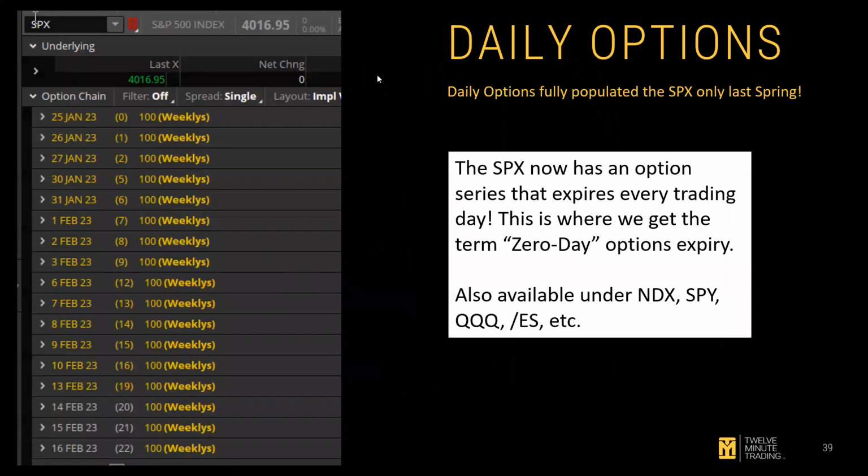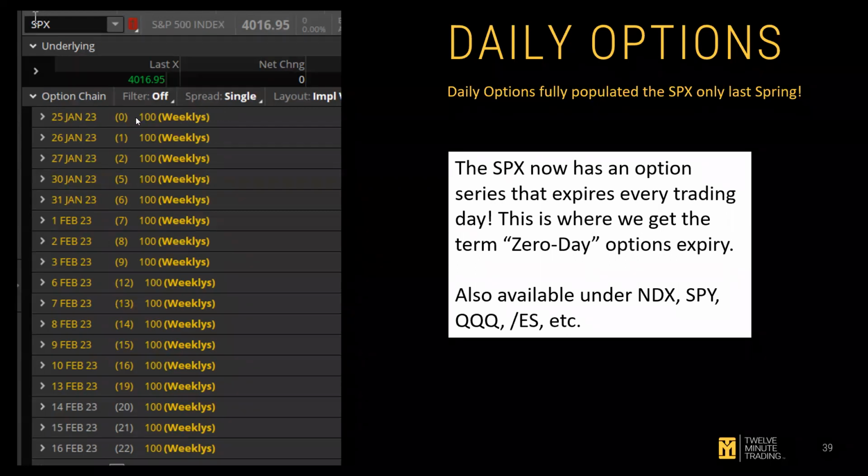And what's great is that now we have, as of last spring, daily options. They expire every single day on the S&P. Monday, Tuesday, Wednesday, Thursday, Friday. Then we get into next week, Monday, Tuesday, Wednesday, Thursday, Friday, over and over again. These are awesome. It's also available under the NDX, spiders, the Qs, the /ES futures contract. And then other contracts have maybe Monday, Wednesday, Friday. So we're really well covered now compared to how it used to be.